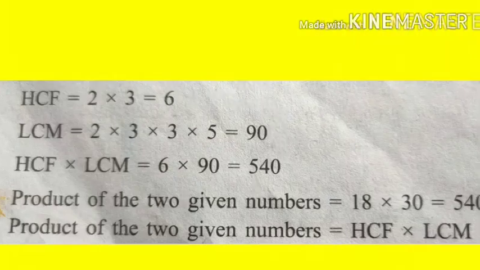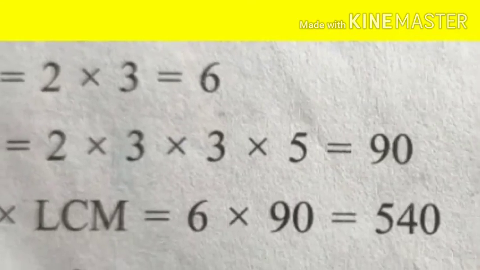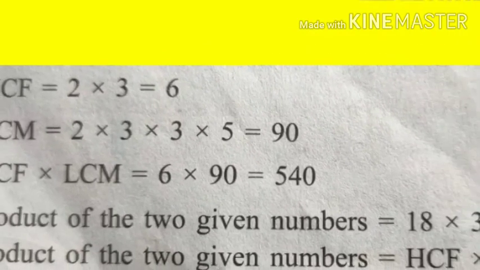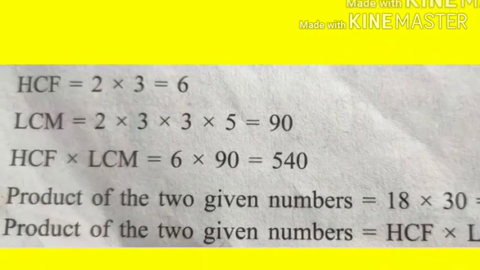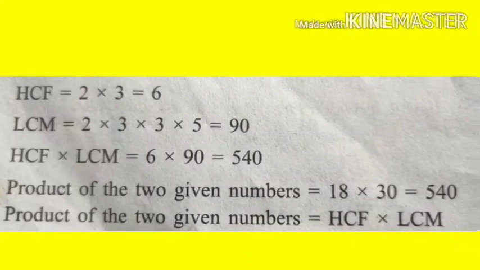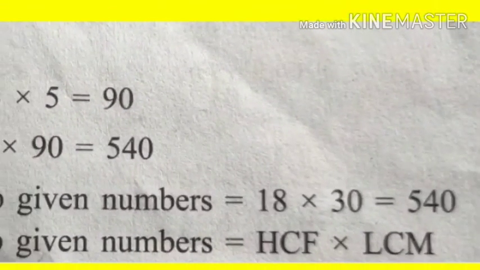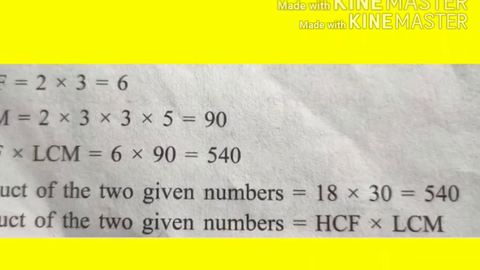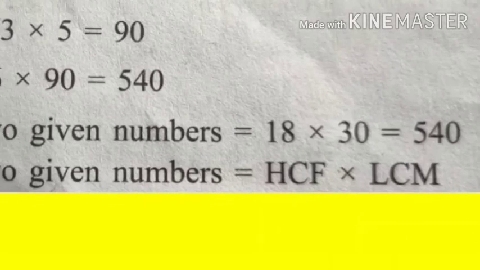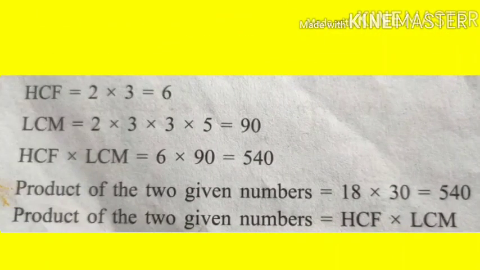Therefore, HCF is equal to 2 into 3 equal to 6 and LCM is equal to 2 into 3 into 3 into 5 is equal to 90. Now we will do HCF into LCM. 6 into 90 is equal to 540. Product of the two given numbers 18 into 30 is equal to 540. Therefore, product of the two given numbers is equal to HCF into LCM of the given numbers.